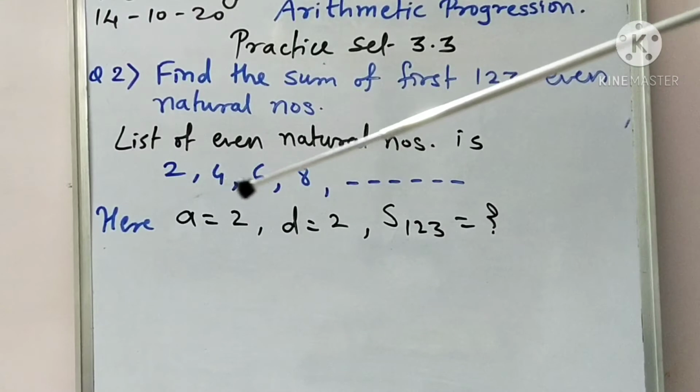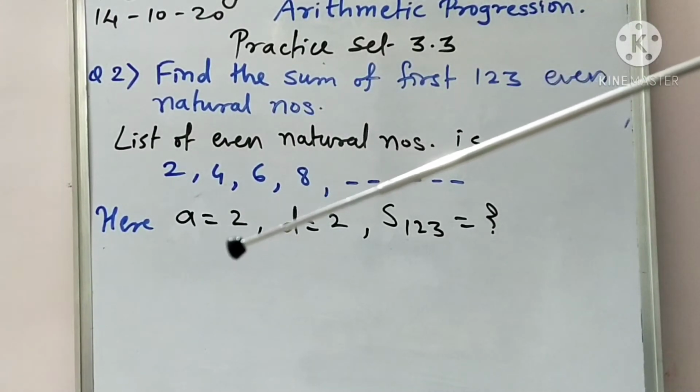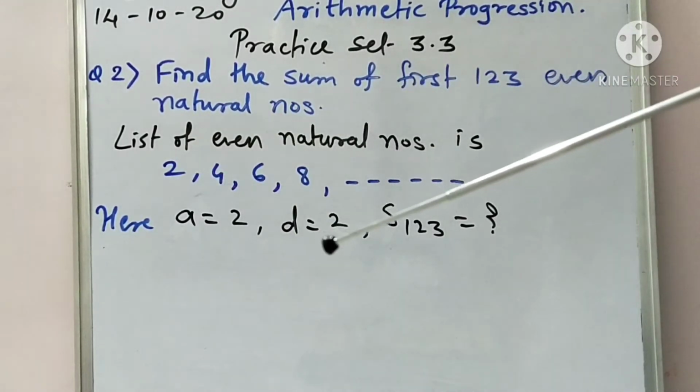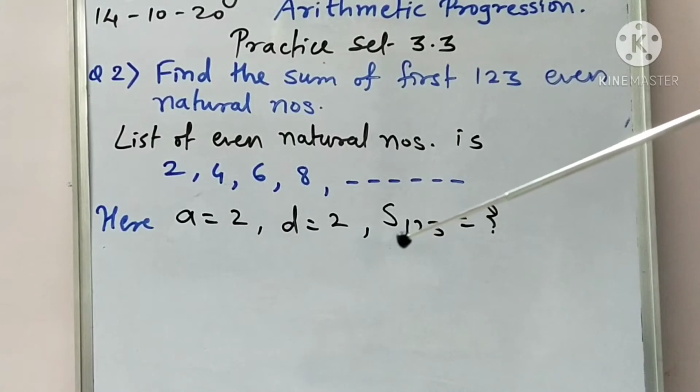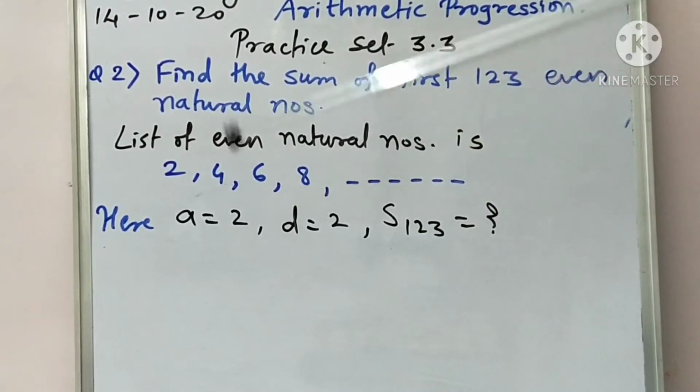Since this list is an AP, we can write the value of a as 2. The common difference, as we notice here, is also 2, and to find S of 123 we use the formula of Sn. So pay attention over here.